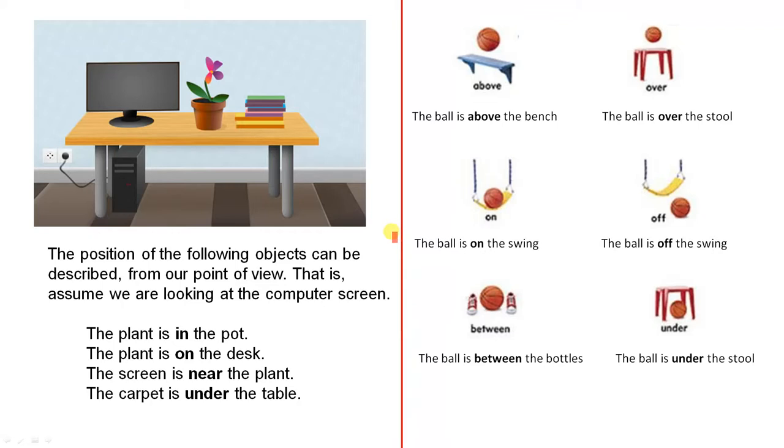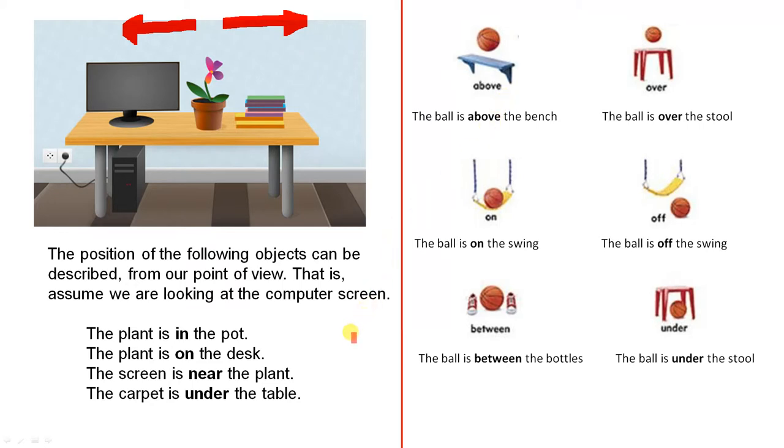The position of the following objects can be described from our point of view. That is, assume we are looking at the computer screen. So from our point of view, for example, what I mean is that this direction here, that's left, and this direction here is right. That's from our point of view.